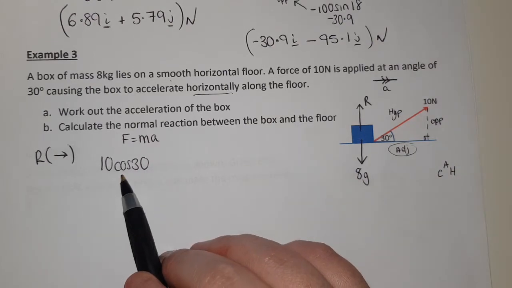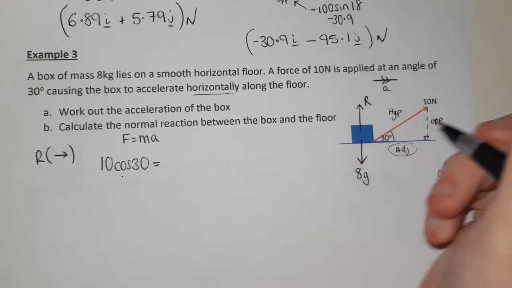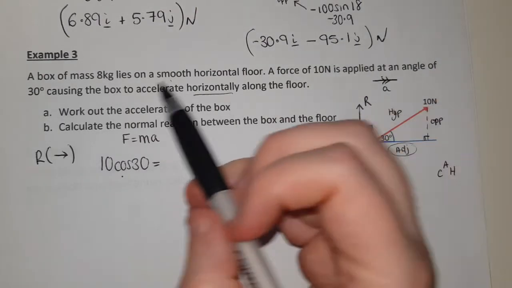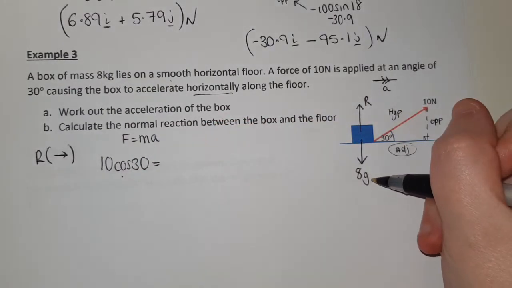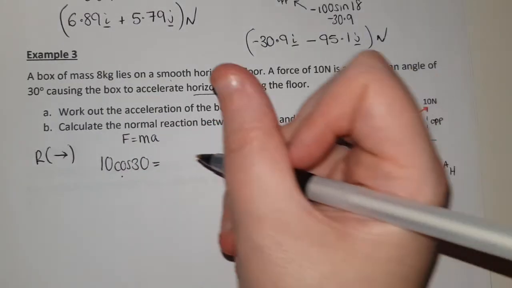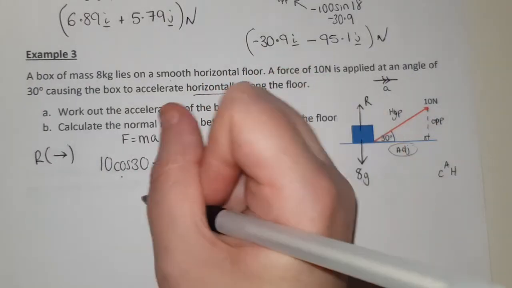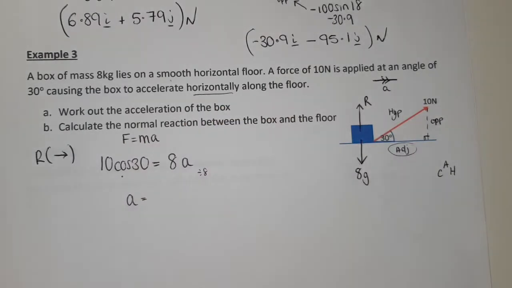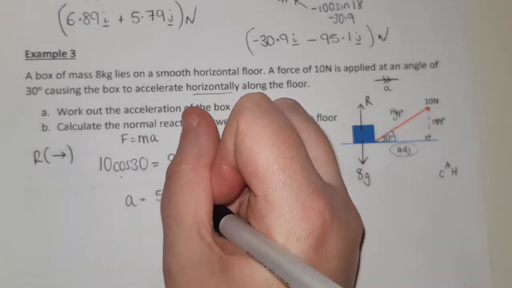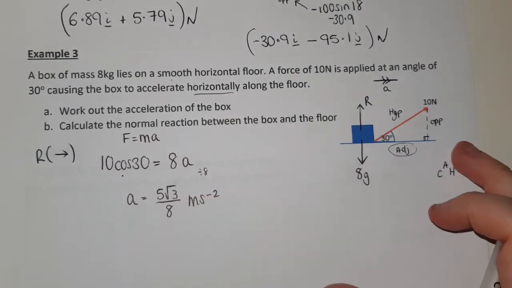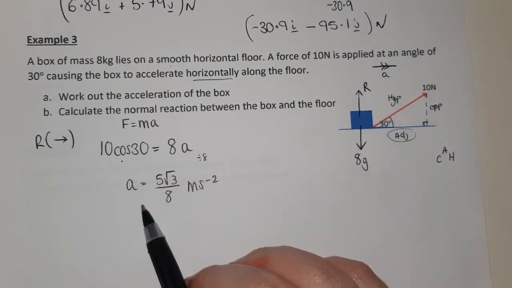So that is the resultant of all my forces, equals mass times acceleration. Now remember, mass is just the 8 part because it's just 8 kilograms for the mass. Once you times it by g, you've got weight, not mass anymore. So it's 8 times acceleration. So all I'm going to do is divide by 8. I get acceleration equals 5√3/8, and I am going to leave it as that because that's not a very nice number. But that's it, that's our acceleration.